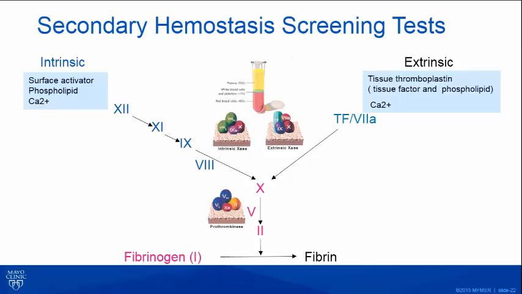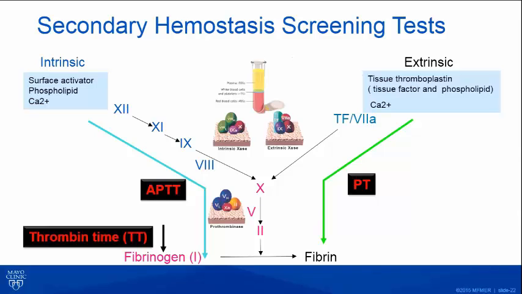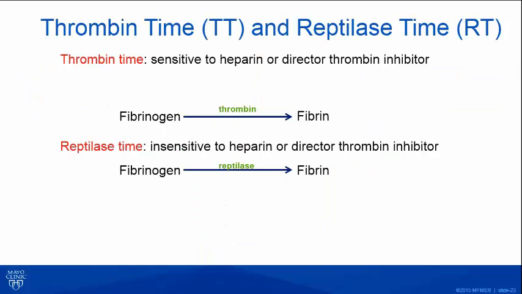And switching gears to the secondary hemostasis screening test, Dr. Nichols just mentioned, we have the APTT that measures the factors starting from factor 12, and the PT measuring the extrinsic pathway starting from factor 7. And we usually add in the thrombin time that helps to exclude or investigate the possibility of a heparin or direct thrombin inhibitor effect in the sample.